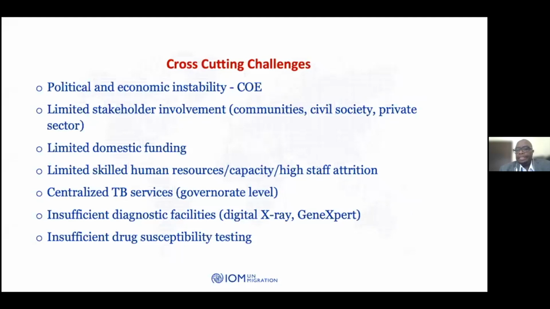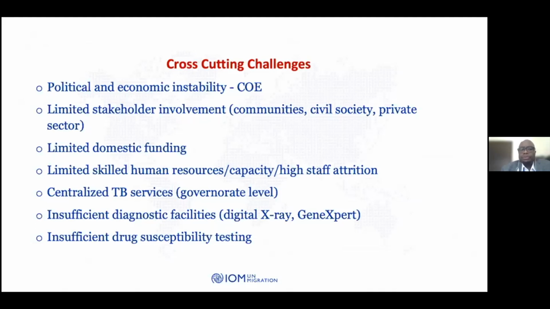So operating in what I've already alluded to as a challenging operating environment, these are some of the challenges we are coming across: political and economic instability. We are also seeing limited stakeholder involvement, zero or limited domestic funding for health services, limited skilled human resources. I think my colleague also pointed that out. Centralized TB services at government level, insufficient diagnostic facilities, digital X-rays, GeneXpert as well.